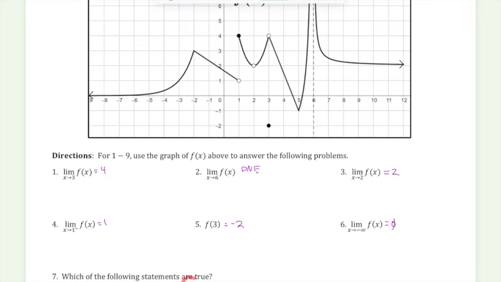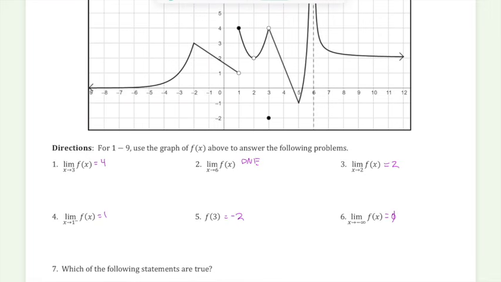Number 2, it says the limit as you approach 3. So as we approach 3, our answer is 4. And then this says the limit as you approach 1 from the right is also 4. That is true. So that is equal to 4. So this one is true.